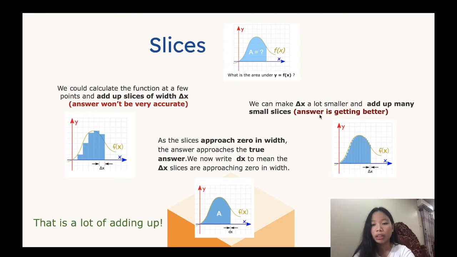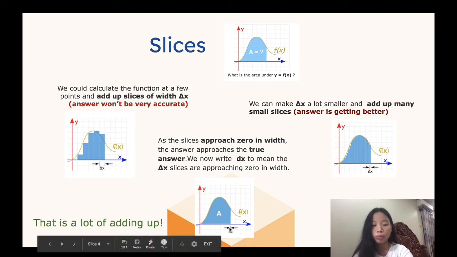But we can get a more accurate answer by making the slices smaller and adding up many small slices, and there are fewer white parts, so the answer is getting better. And finally, as the slices approach 0 in width, the answer approaches the true answer. We now write dx to mean that delta x slices are approaching 0 in width. There is no more gap, so this is the exact answer. But if we divide that into slices, there is a lot of adding up.